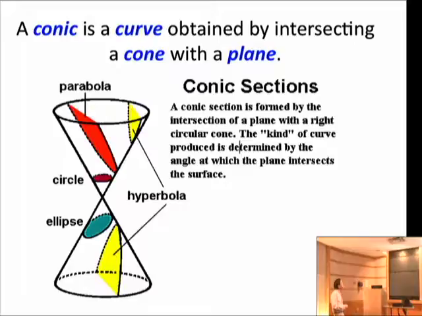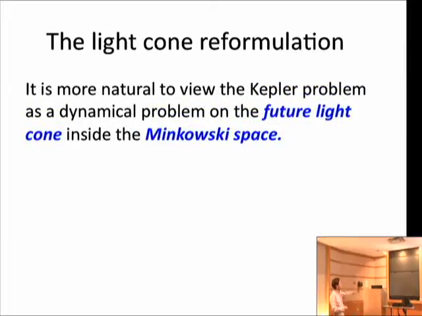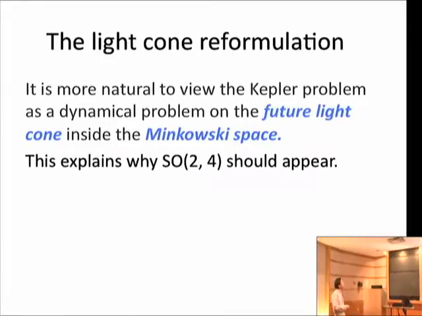Now, the actual space-time is four-dimensional, the Minkowski space-time. So here's my observation. It's called the light cone reformulation. In view of the previous slide, it's more natural to view the Kepler problem as a dynamic problem on the future light cone with the cone point removed, inside the Minkowski space. It's four-dimensional, three plus one. And this explains why SO(2,4) should appear, because SO(2,4) is the conformal group of this, well, conformally compactified. That's the Lie algebra acting on this.